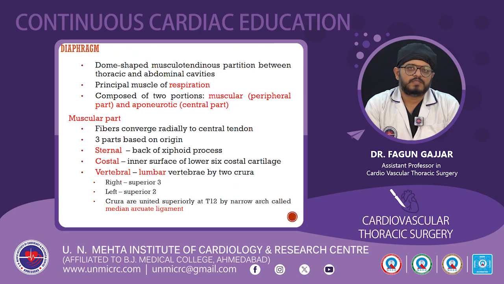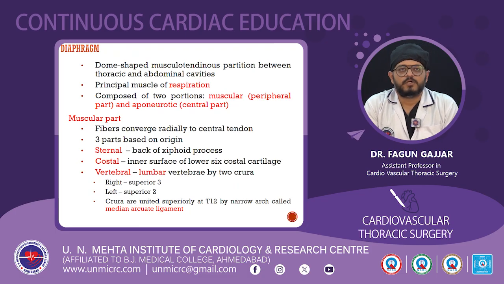Regarding the diaphragm, it is a dome-shaped musculotendinous partition between the thoracic and abdominal cavities, the principal muscle of respiration. It is composed of two portions: the muscular, which is the peripheral part, and the aponeurotic, which is the central part. The muscular fibers converge radially to the central tendon. There are three parts based on the origin.